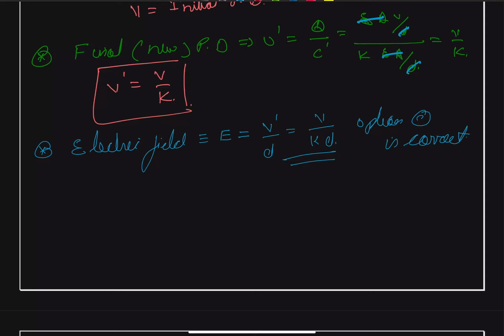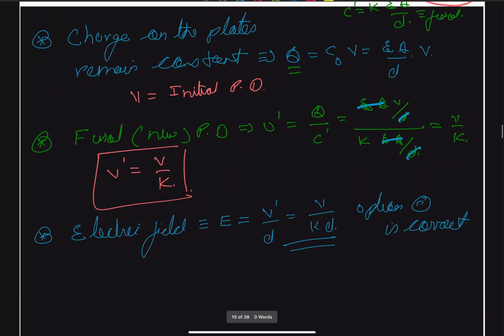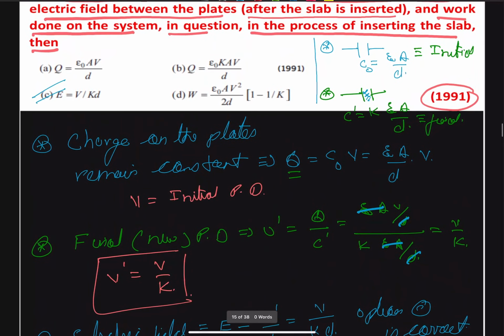And the charge we also found out. The charge was our option A, which is the correct one for the charge. So from here we can say option A is correct. Finally, option B will obviously be wrong, and now we have to find the work done.